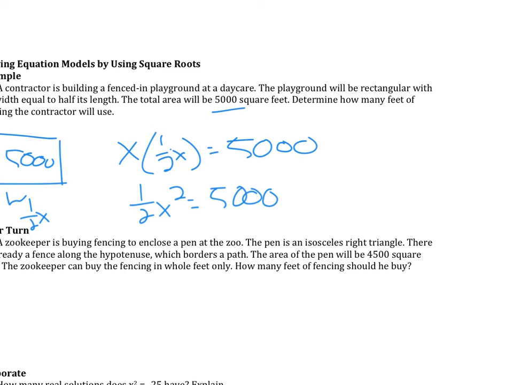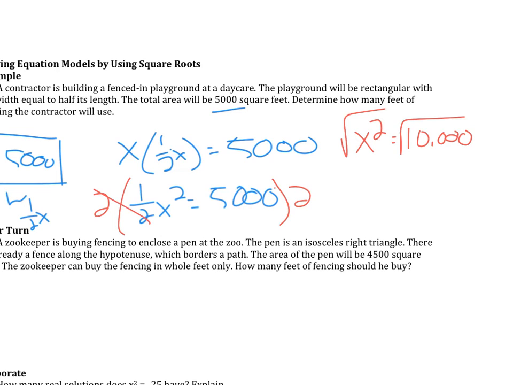Now we want to solve. There is no b term, so we can solve by square roots. I need to get my squared term by itself. In this case, we have 1/2 times that. When you have a fraction, the easiest thing to do is multiply by the reciprocal, which is 2. So that cancels out, leaving us with x squared. 2 times 5,000 is 10,000. Take the square root of both sides, and so x equals the square root of 10,000, which is 100.